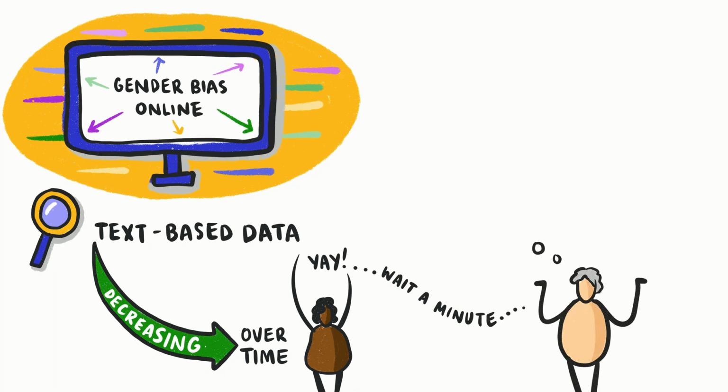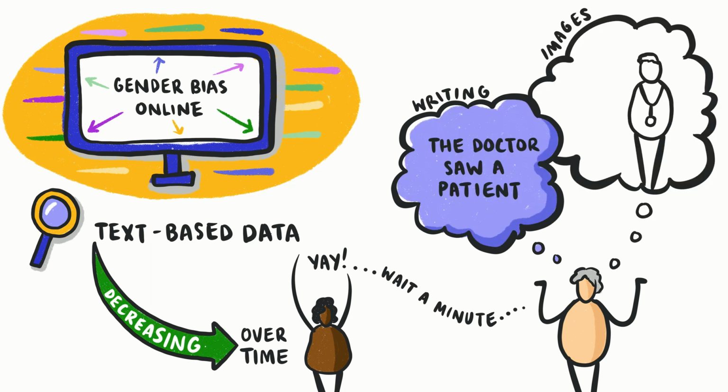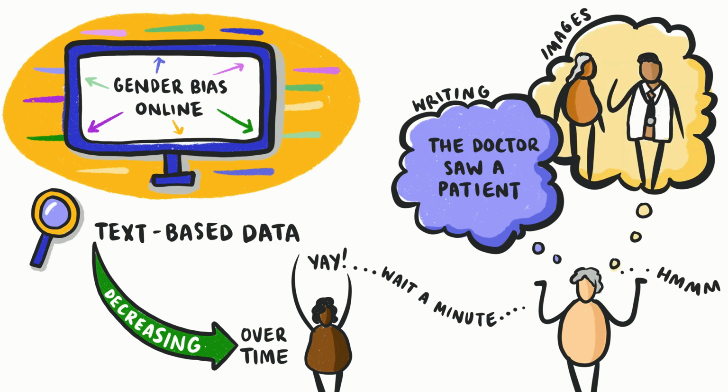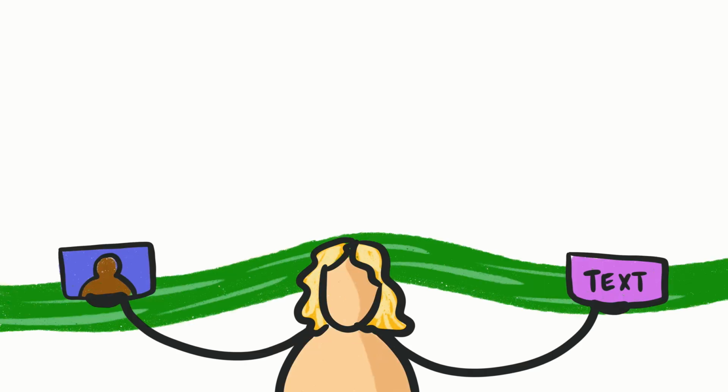For example, when describing a doctor in the written word, it is quite easy to use either gender-neutral pronouns or to avoid mentioning gender altogether. Yet, when presenting a picture of an actual doctor, it is much more difficult not to convey information about the doctor's gender. To compare images and text, we define gender bias in two ways.